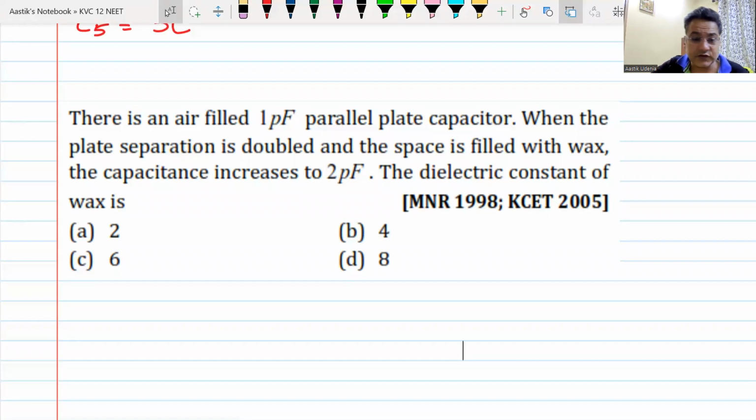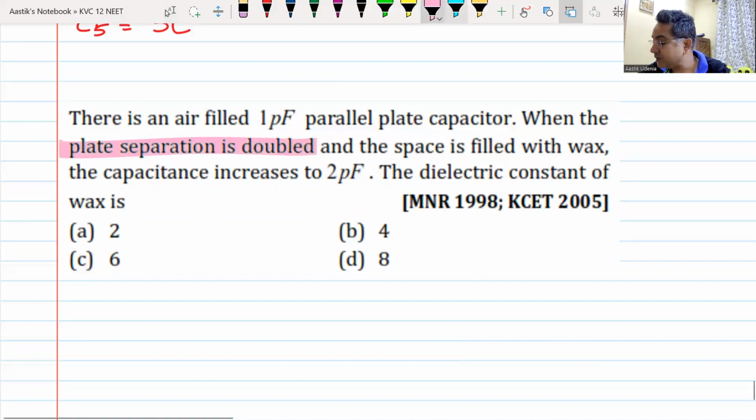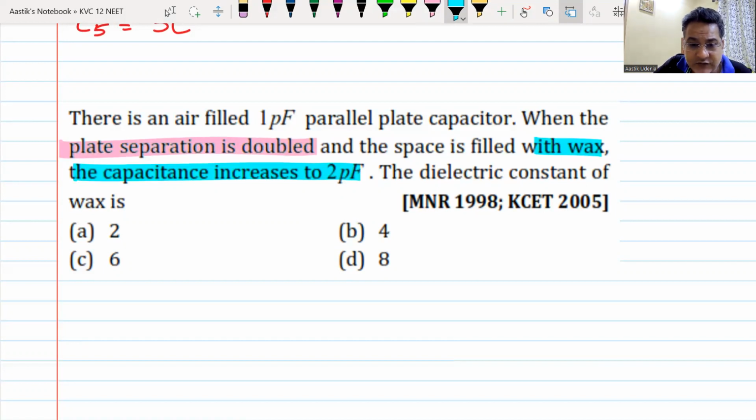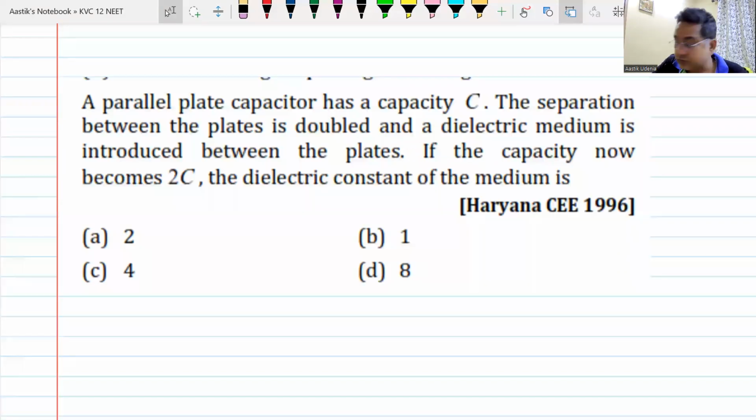So this is the next one. There is an air-filled 1 picofarad parallel plate capacitor. When the plate separation is doubled, and the space is filled with wax, the capacitance increases to 2 picofarad. What is the dielectric constant? I'll give you 2 minutes to do this. So this is the new question. Parallel plate capacitor has a capacity C.